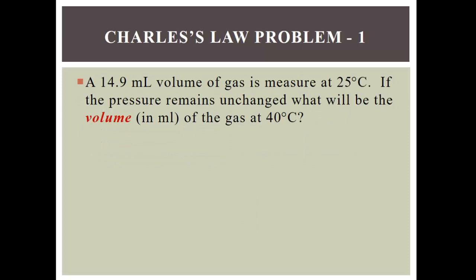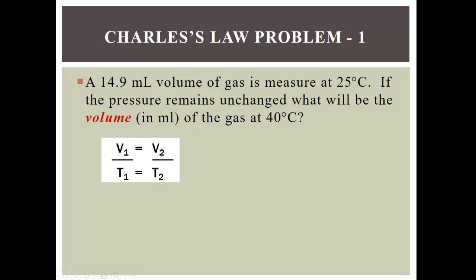A 14.9 milliliters of gas is measured at 25 degrees Celsius. If the pressure remains unchanged, what will be the volume in milliliters of gas at 40 degrees Celsius? So first thing we should notice is temperatures are in Celsius, right? We want temperatures in Kelvin, so we'll have to deal with that. Let's look at our equation and put our numbers in. Volume 1 is 14.9, temperature 1 is 25 degrees Celsius, add 273 to that. We want to find this second volume, and our temperature 2 is 40 degrees Celsius, add 273.